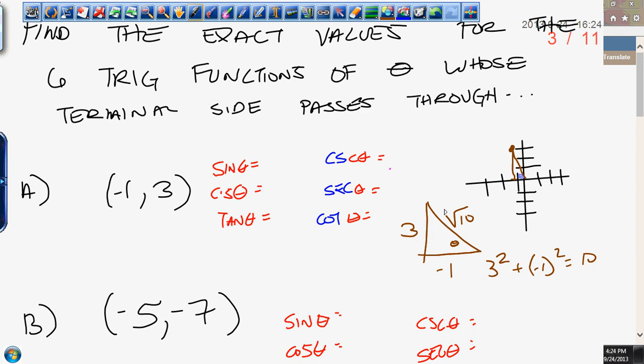Sine is opposite over hypotenuse, so 3 over square root of 10. You do not have to rationalize. Cosine is adjacent over hypotenuse, so negative 1 over square root of 10. And lastly, tangent is opposite over adjacent, which is 3 over negative 1, or just negative 3. How I find the other ones, I just flip them, right? So square root of 10 over 3, square root of 10 over negative 1, which I can just say negative square root of 10. Then lastly, negative 1/3.